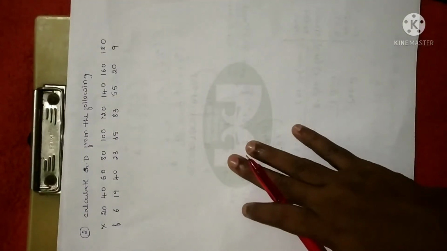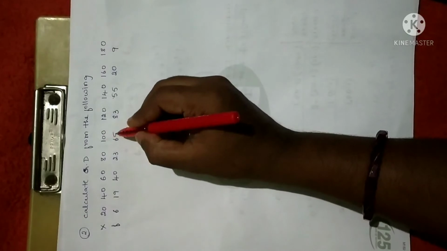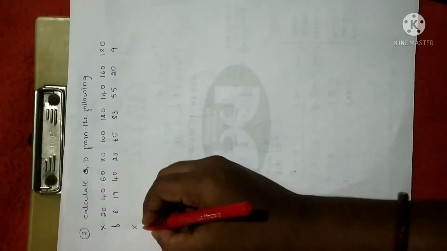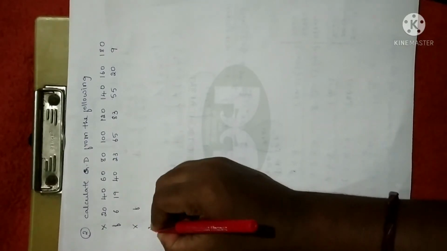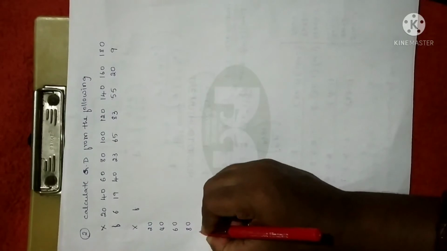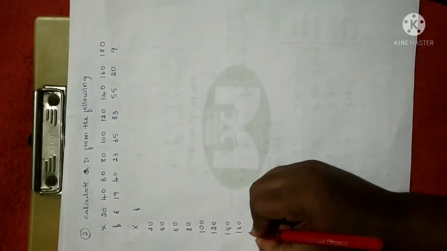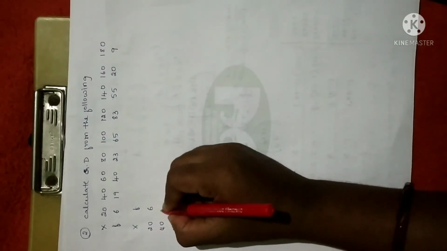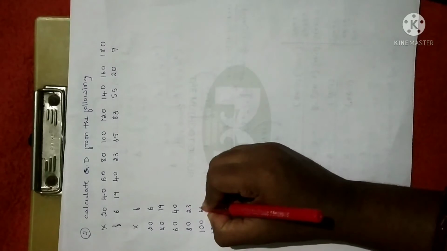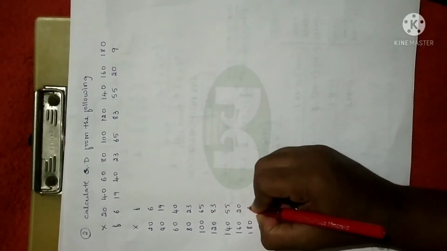So here is the second problem. Clearly it is also a discrete series. Moreover, it is group data. Why? Because X and F values are given. First step, you just write down the X and F values as it is. X is 20, 40, 60, 80, 100, 120, 140, 160, 180. Now F values are 6, 19, 40, 23, 65, 83, 55, 29.